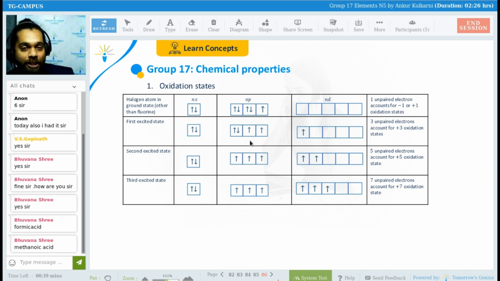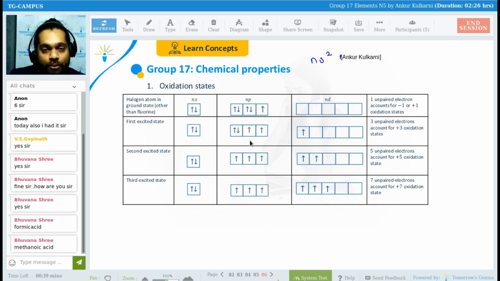Let us go to oxidation state. We are going to deal with oxidation state other than fluorine. Why are we not considering fluorine? Because due to its small size, it shows slightly different properties. It shows the anomaly. So we consider oxidation state apart from fluorine.